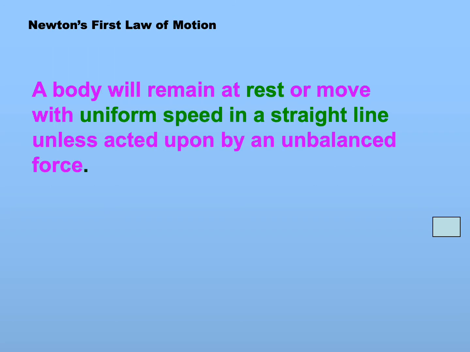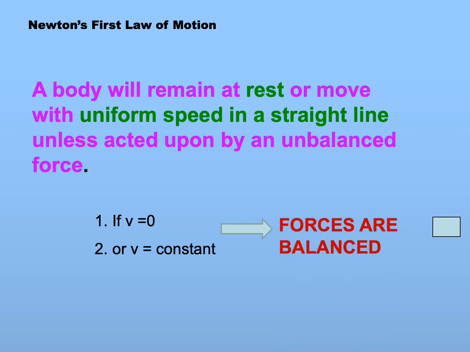Here's the formal statement. A body will remain at rest or move with uniform speed in a straight line unless acted upon by an unbalanced force. What this is really saying is that if a body has 0 velocity, i.e. it's at rest, or if its velocity is constant, uniform speed in a straight line, then it follows that the forces on that body must be balanced. So balanced forces means the body's either at rest or it's moving with uniform speed in a straight line. In fact, Newton's first law is often called the balanced force law.